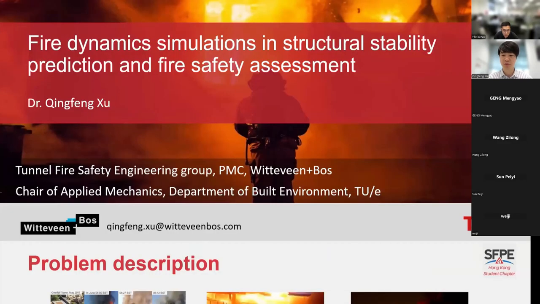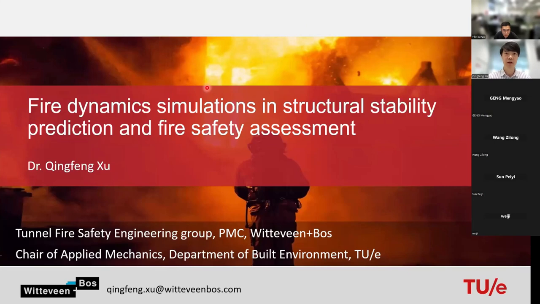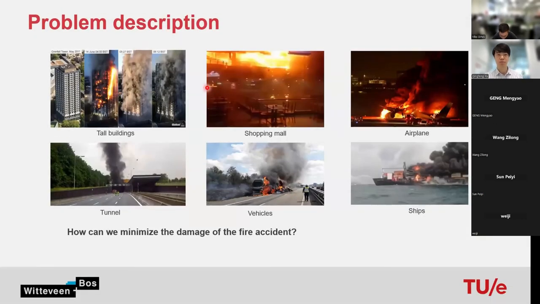Feel free to stop me if you have any questions, comments or remarks regarding the content. I will start with a problem description. Fire is a very complex problem because it can occur at any place, for example tall buildings, shopping malls, airplanes, tunnels, vehicles, ships, and we cannot predict where and when a fire will occur. So as fire engineers, how can we minimize the damage of a fire accident? That's the main problem for us.